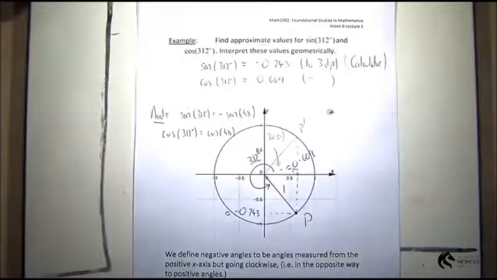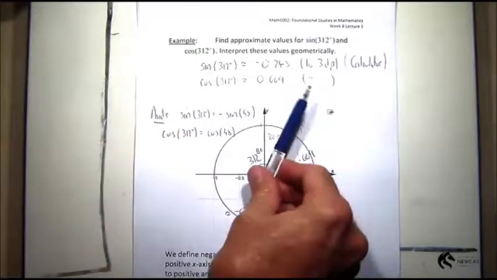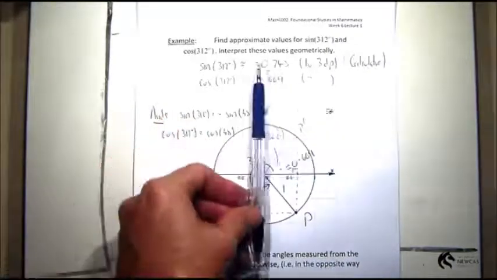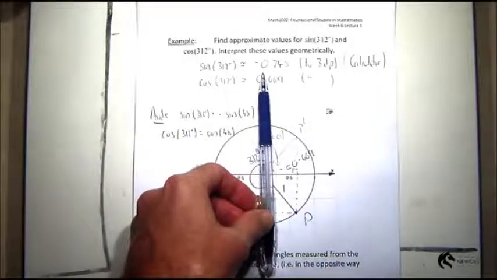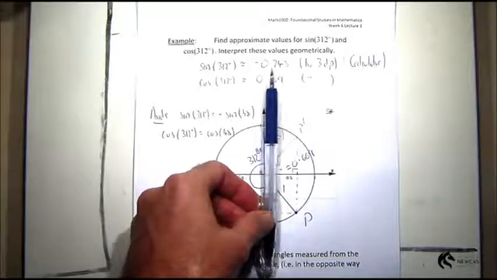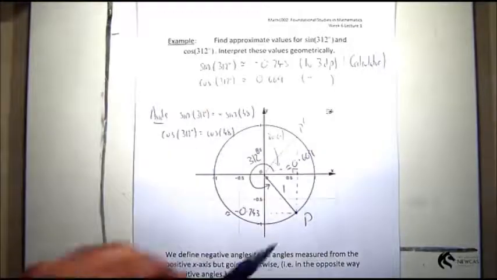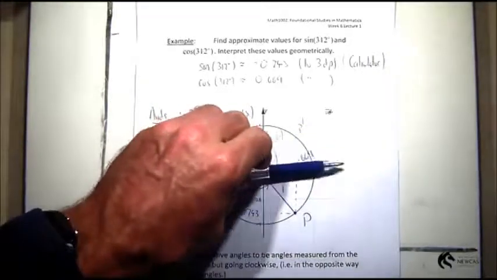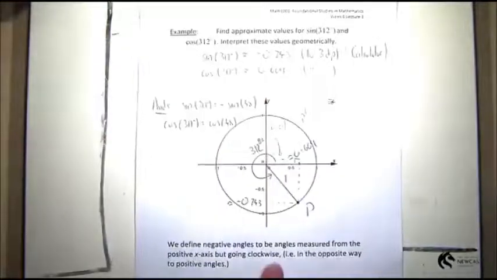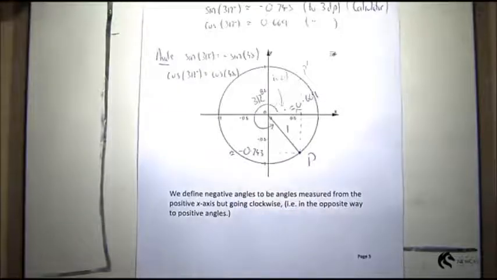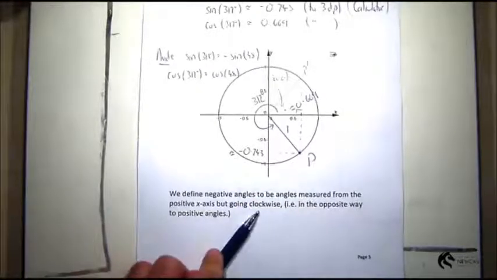Now you can imagine that we've started with theta, we've gone around 90, 180, 270, 360. I could keep going. I don't have to stop at 360. I could add another 90 and go on to 450, and keep going, 540 and so forth. So this can just keep going on and on. Likewise, I can go backwards. If I rotate clockwise instead of counterclockwise, then we call that a negative angle. So we define negative angles to be measured from the positive x-axis, but going clockwise.